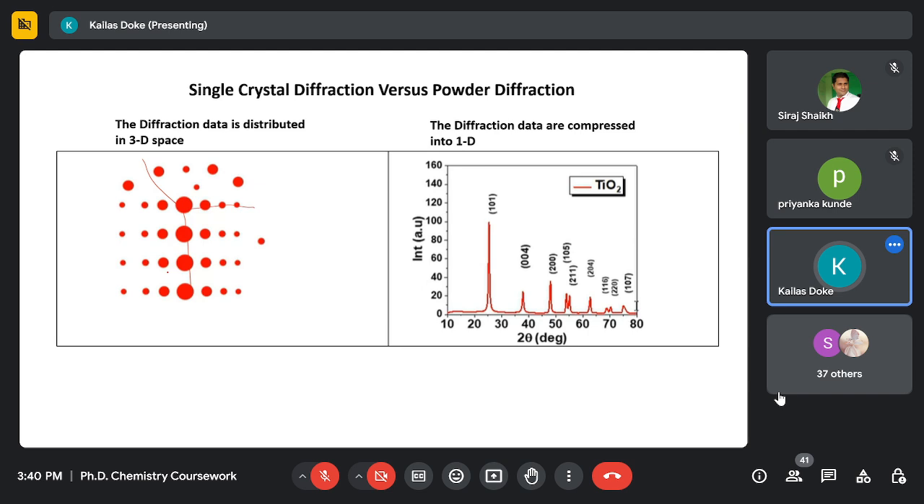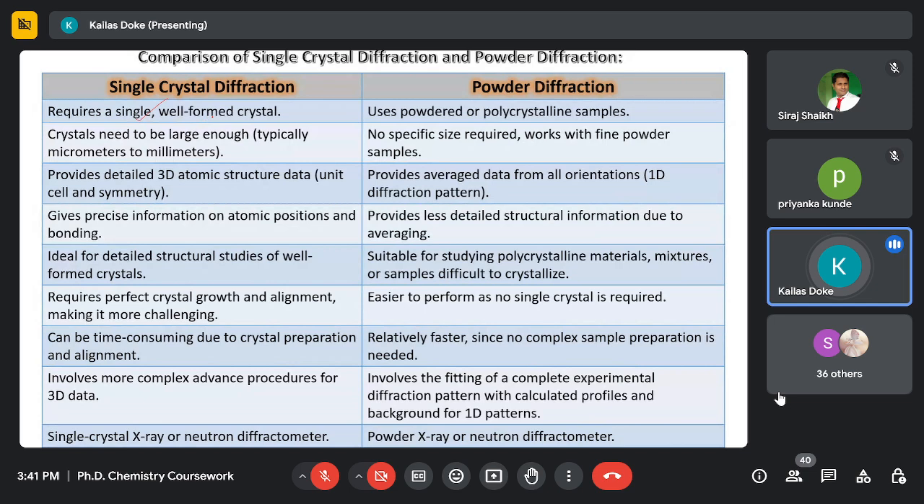Single crystal diffraction requires single, well-formed crystals. For powder diffraction, we don't need a single crystal. Powder or polycrystalline material is okay. The sample material should not be in single crystal form for powder diffraction. The size of the crystal in single crystal diffraction should be large enough, at minimum in the micrometer or millimeter size. It should not be in the nanometer or picometer size. It should be a bigger crystal.